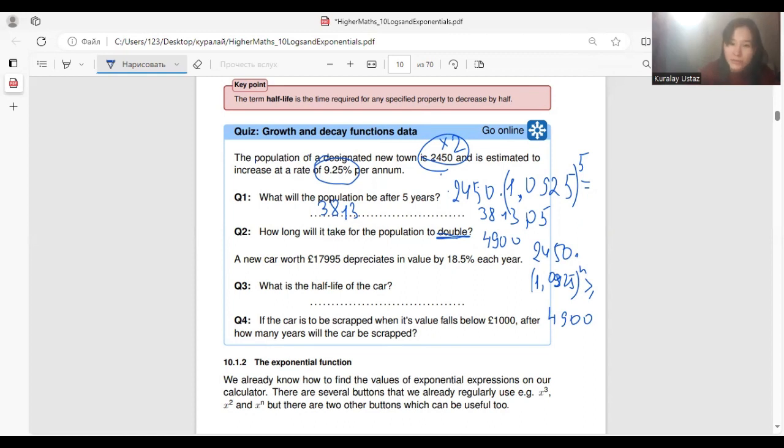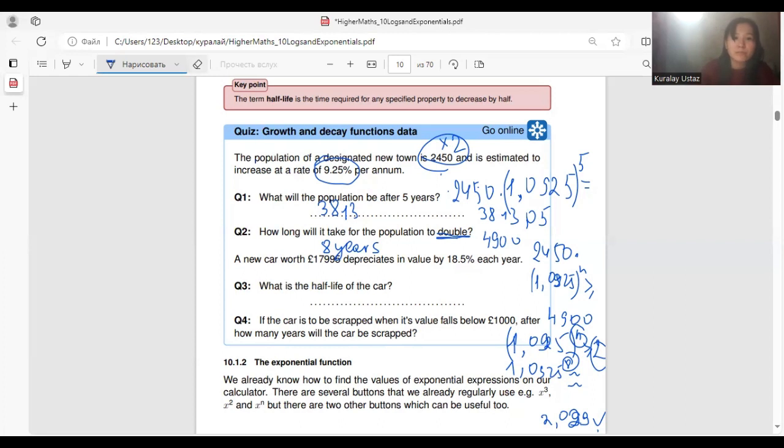So what can we do here? We can just use the trial and error method. This should be bigger than or equal to 2. Let's find n, but we cannot use logarithms here, just for the exponential. So we can try putting in some random numbers. If it is 8, it will be about 2, so it's bigger than 2, so we did it. How long will it take for the population to double? It takes 8 years. So that's the answer, 8 years.